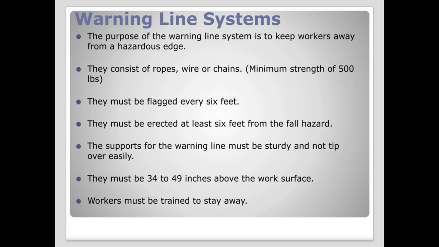Warning line systems. The purpose of the warning line system is to keep workers away from a hazardous edge. They consist of ropes, wire, or chains, minimum strength of 500 pounds. They must be flagged every 6 feet. They must be erected at least 6 feet from the fall hazard. The supports for the warning line must be sturdy and not tip over easily. They must be 34 to 49 inches above the work surface. Workers must be trained to stay away.